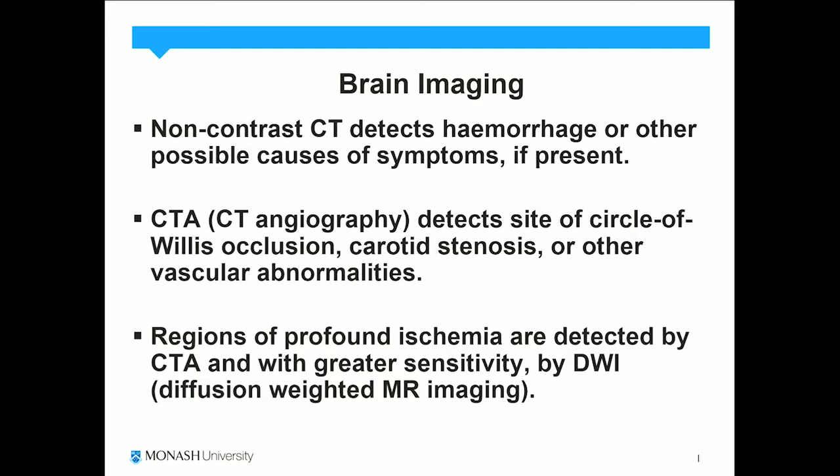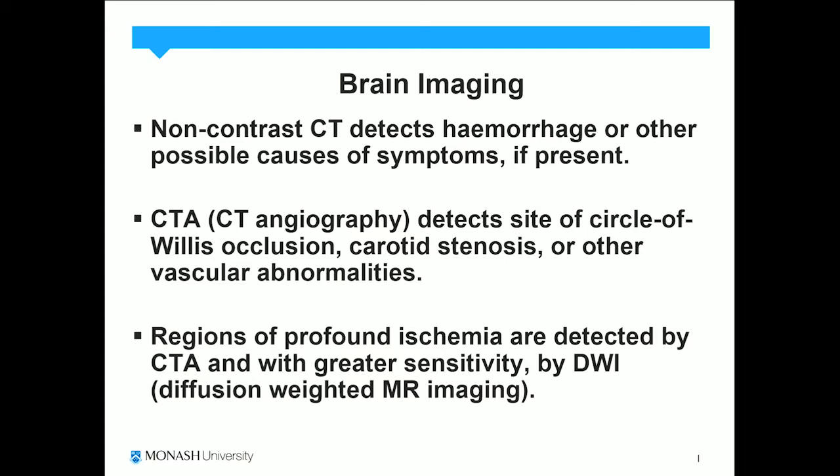So the importance then for brain imaging. With a non-contrast CT scan, you can detect hemorrhage or other possible causes of symptoms. CT angiography is very useful because it can detect the site of where the occlusion is, for example, in the circle of Willis. It can detect occlusion where there's carotid stenosis or other vascular abnormalities. And then also the regions of ischemia can be detected by CT angiography.